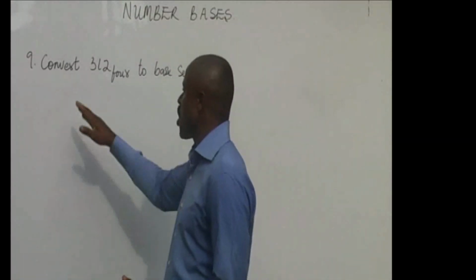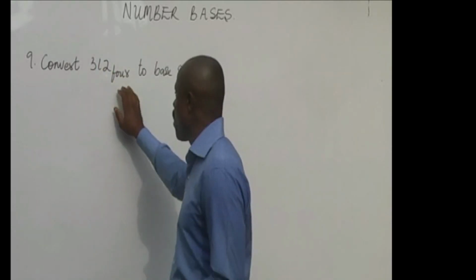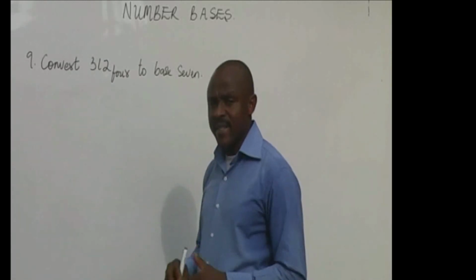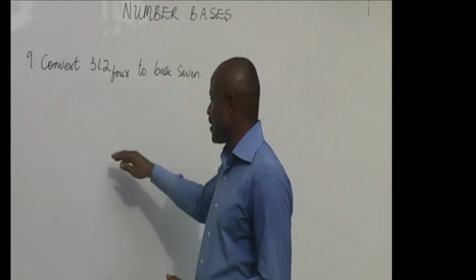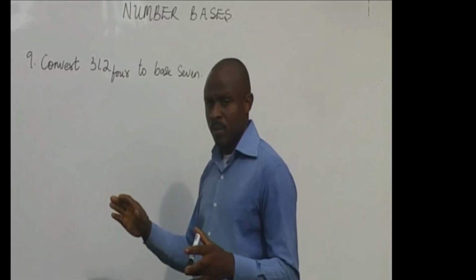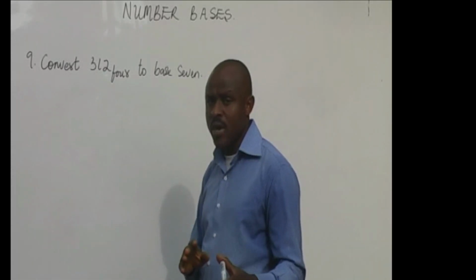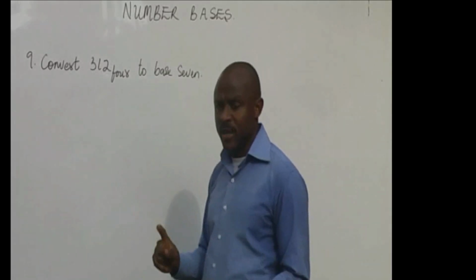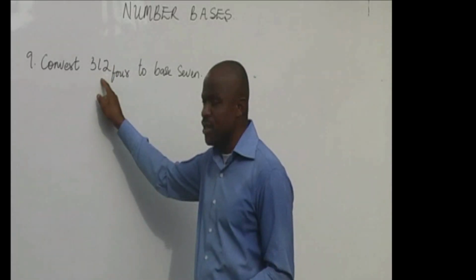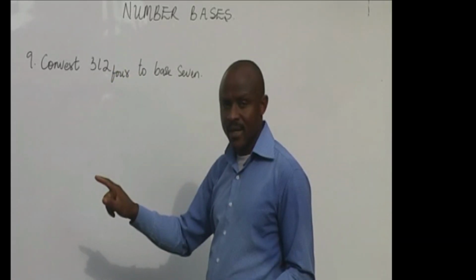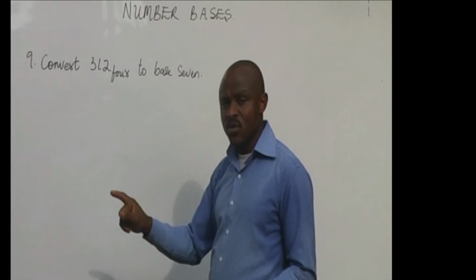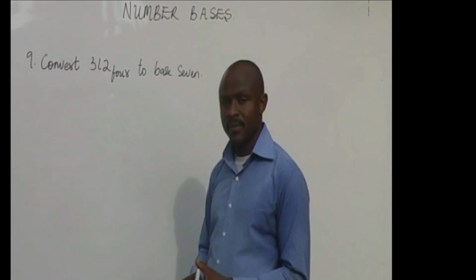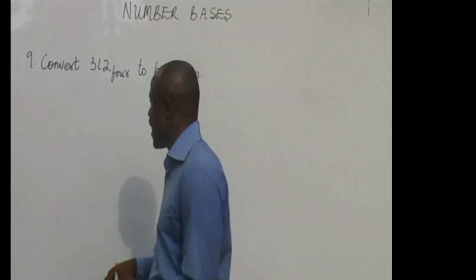Question number 9 says we should convert 312 base 4 to base 7. There is no direct link in O-level to convert from bases that are not 10 to other bases that are not 10. So the first thing you do in this concept is to convert this number to base 10. When you have converted it to base 10, then convert the value you get to base 7. So first of all, we are going to convert this to base 10.